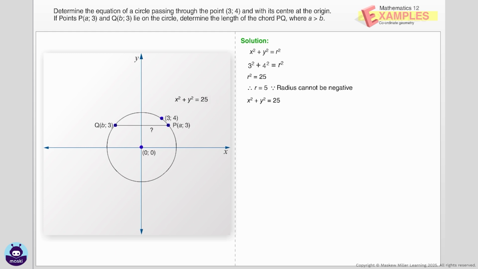To determine the length of the chord, we need to determine the x-coordinates of the points P and Q. Observe that the y-coordinates of both the points are the same. We can determine the x-coordinates by substituting the y-coordinate in the equation of the circle.